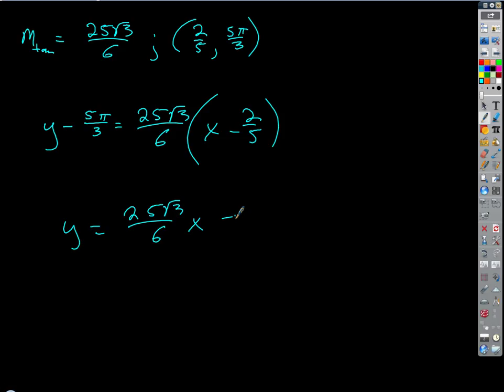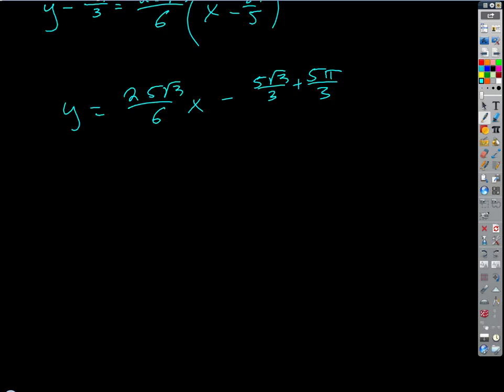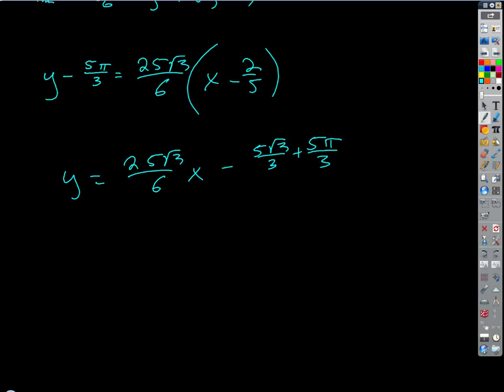We're going to get 5 radical 3 over 3 plus 5 pi over 3. So I guess we could, I don't know, they'll probably leave it like that, I'm guessing. So shouldn't it be, no, never mind. You see it? Because 25 over 5 becomes a 5, and 2 over 6 becomes a 3 on the bottom. You'd forgotten about the 2.